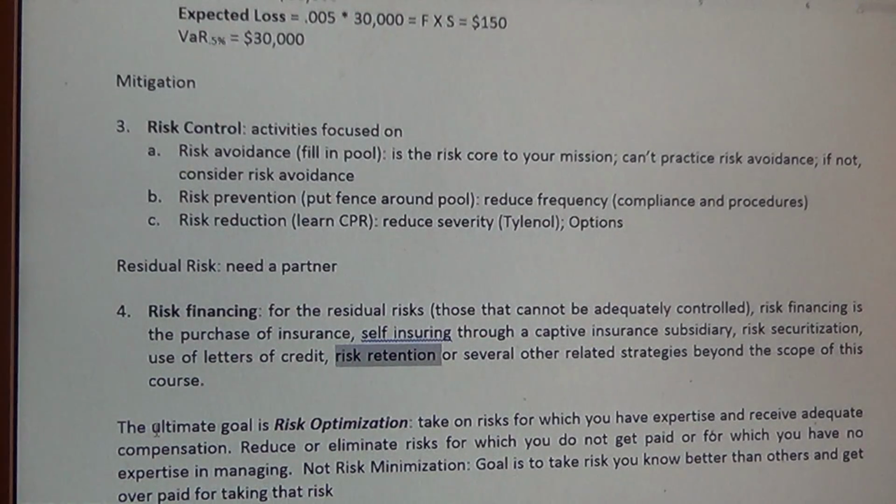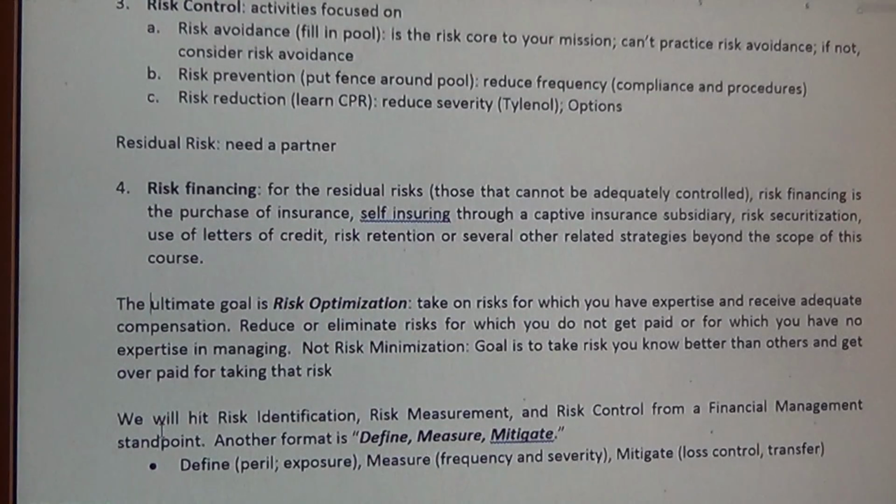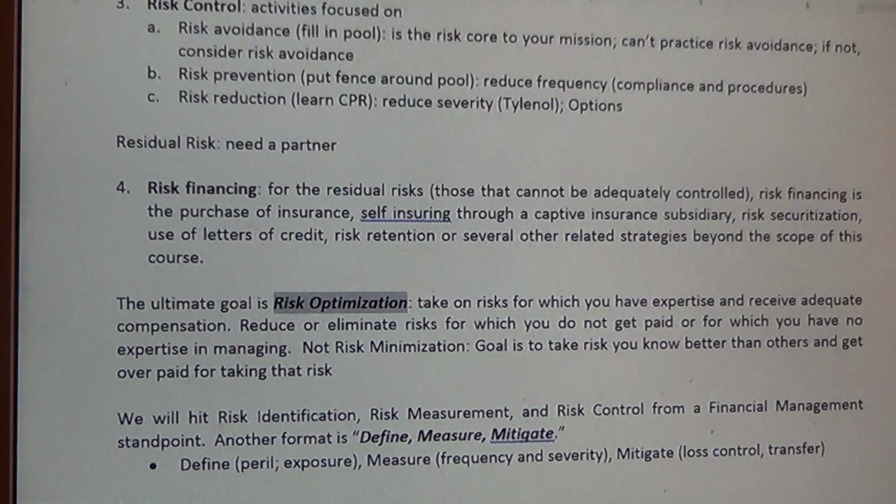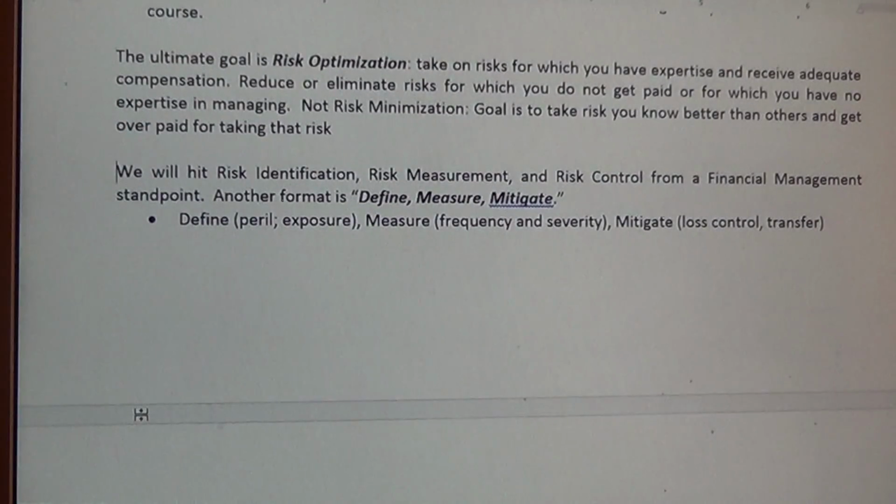But the goal here is to understand that what we're trying to do is not minimize risk, but we're trying to practice risk optimization. That is, we want to take on those risks for which we have expertise, where we're getting adequately paid, and then reduce or limit those risks for which we're not getting adequately paid or which we don't have expertise. We don't want to do risk minimization, which is, the goal is just to get risk down to zero. That's what credit rating agencies and regulators are looking for. But our goal is actually to take the risk we know better than others and get paid for taking that risk. So let's get into some of the quantification of this.